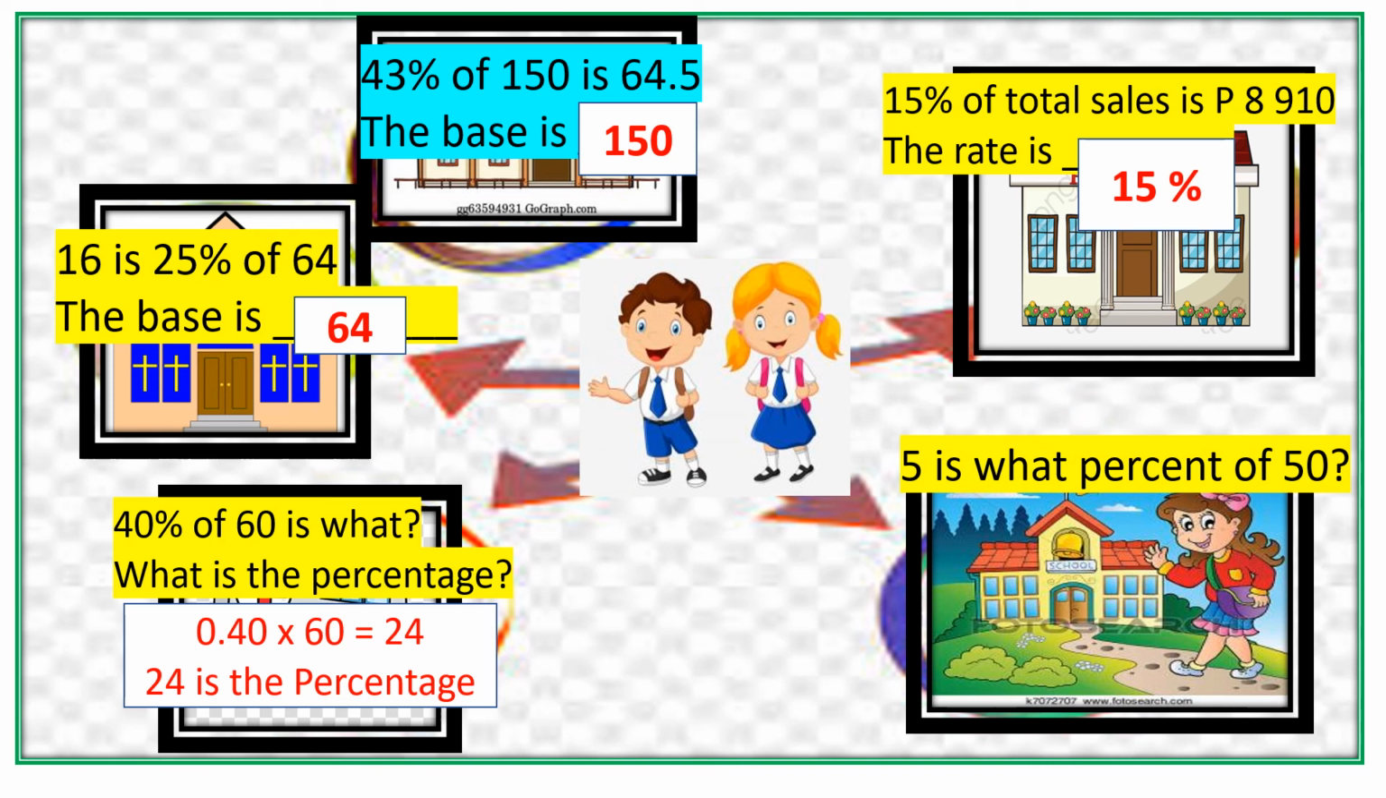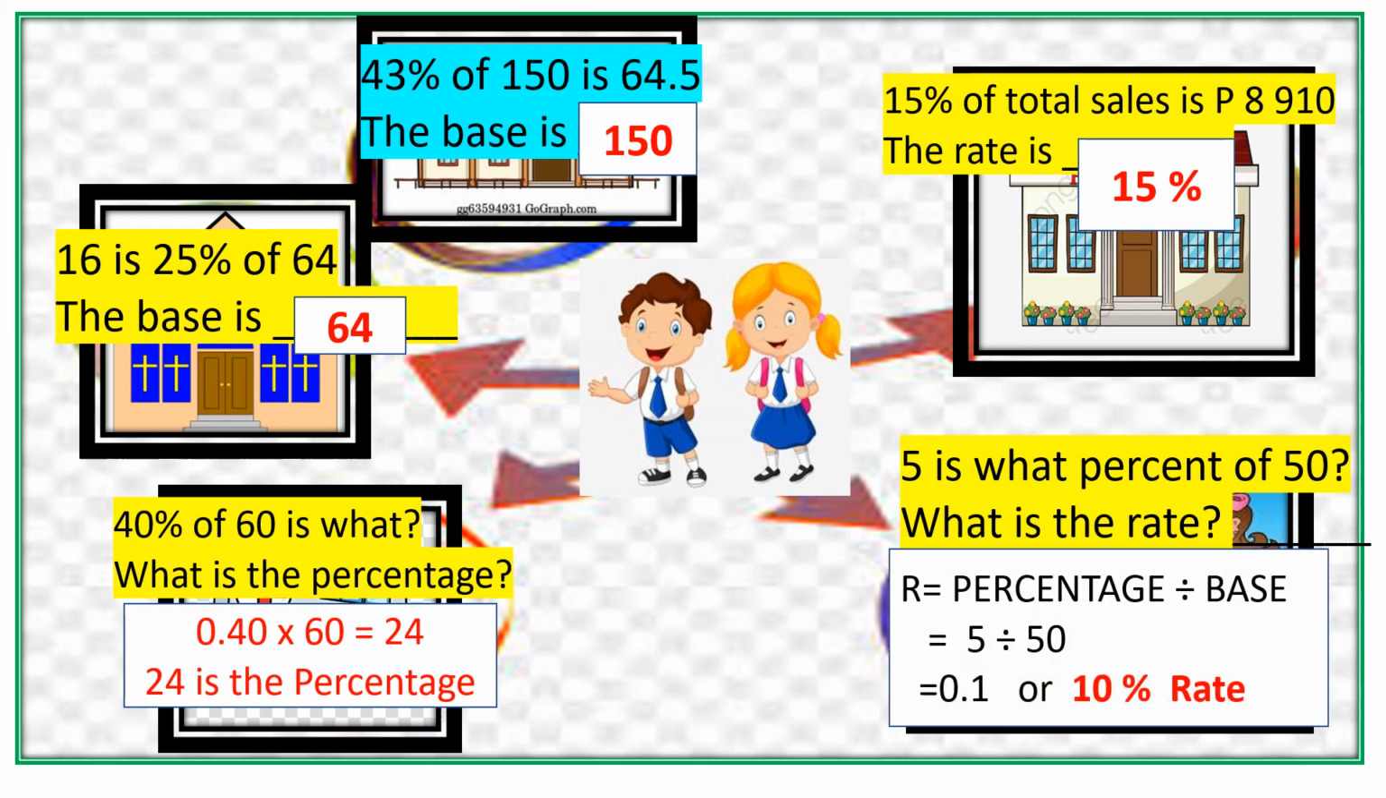5 is what percent of 50? Okay? What is the rate? Very good. The answer is 10%. How do you get the answer? Simply divide the percentage by the base. So 5 divided by 50 is equal to 0.1. Or if we change it into percent, the answer will be 10%.